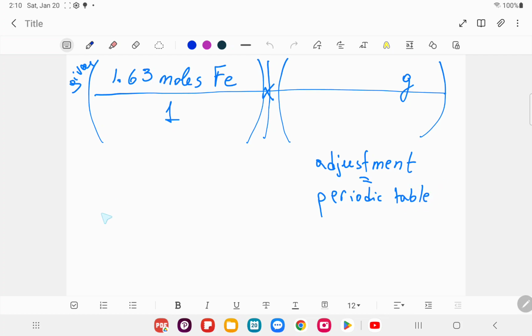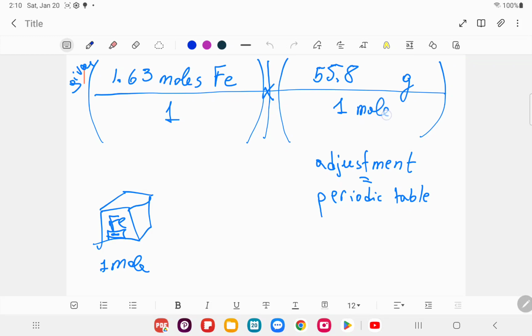Okay, now you look for the box for iron, right? So this is iron. You will read here the mass, which is 55.8, I think. This is one box only, so 1 mole shows here 55.8. So you will write that 1 mole is equal to 55.8.